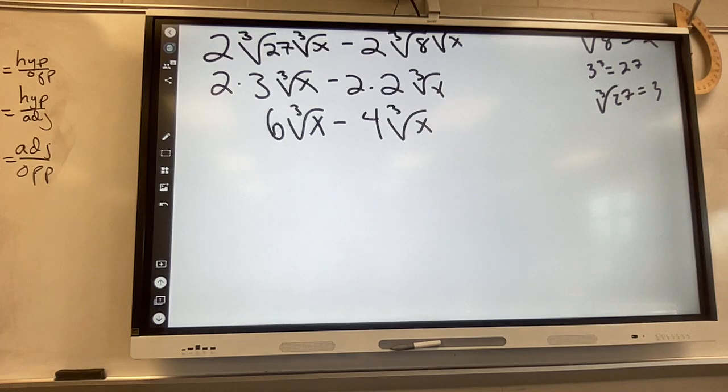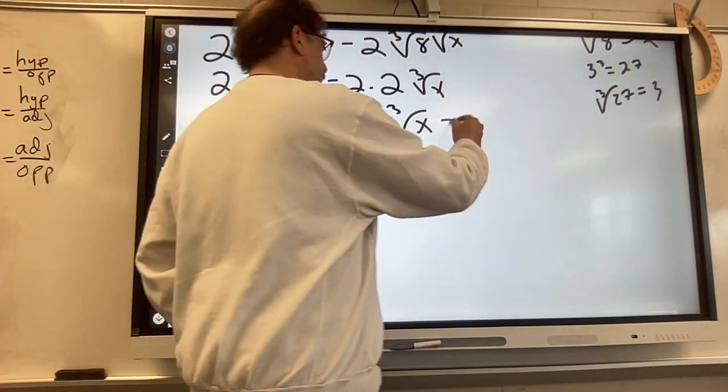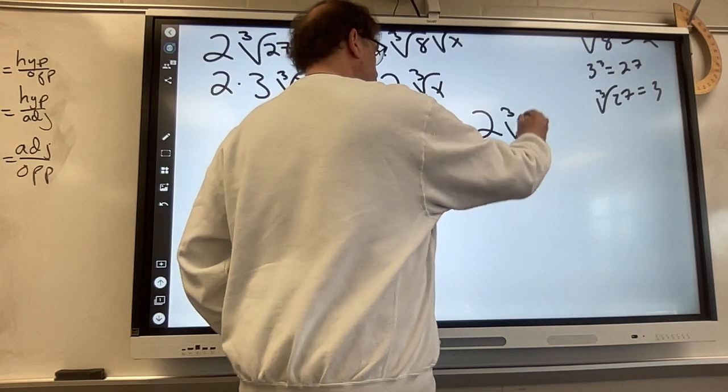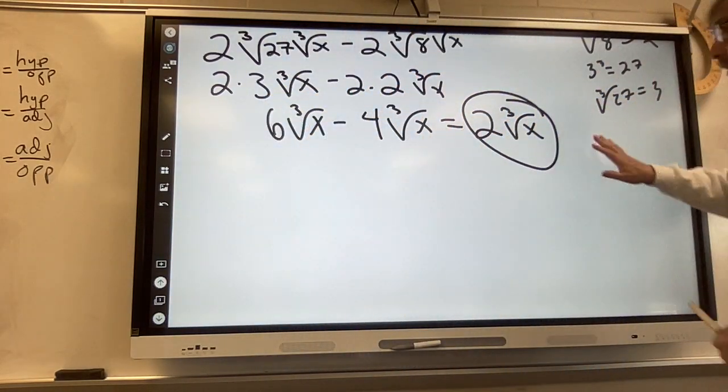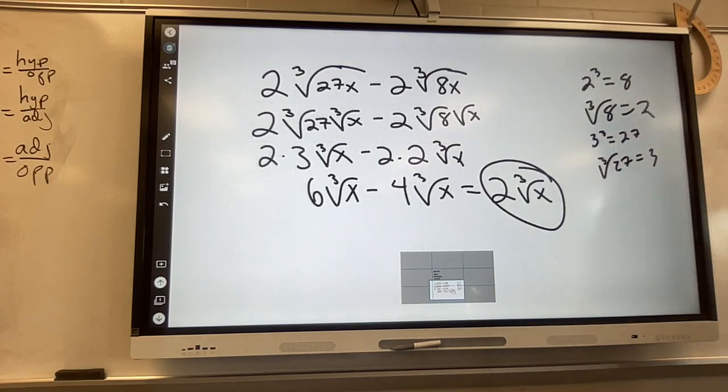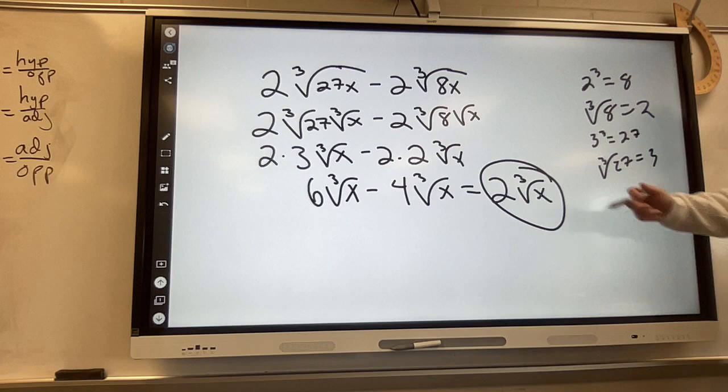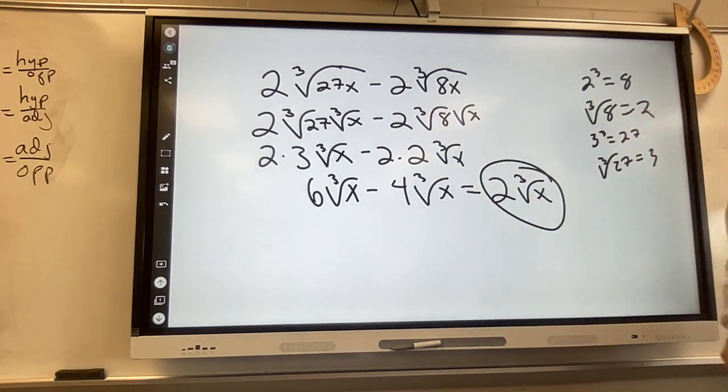All of a sudden, do we have identical labels? Yes, we have 6 of these things. We lose 4 of them. We have 2 cube roots of x. So I'm going to copy once again the words of Dr. Berger. Divide and conquer. Divide that cube root. Divide that cube root. And then it becomes nicer.